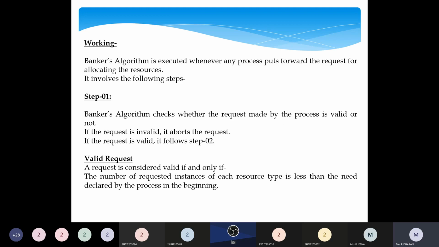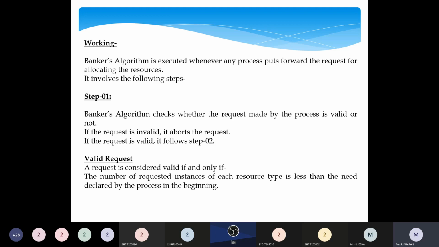Step 1: Banker's algorithm checks whether the request made by the process is valid or not. If the request is invalid, it aborts the request. Say for example, if the available resources are 10, but a process requests more than 10, we cannot allocate that.